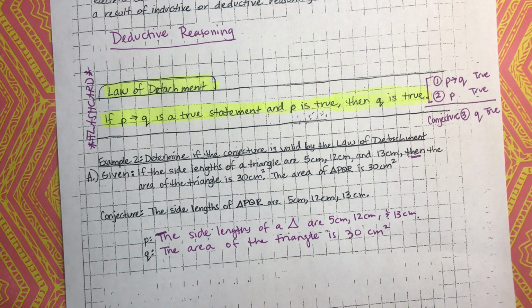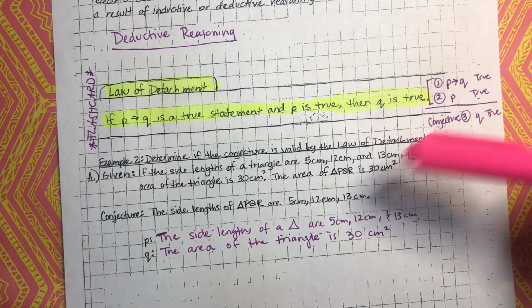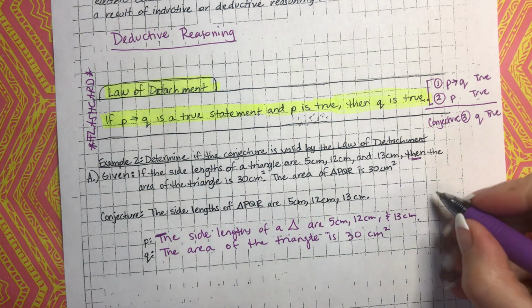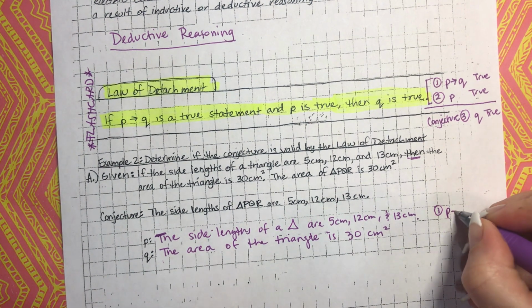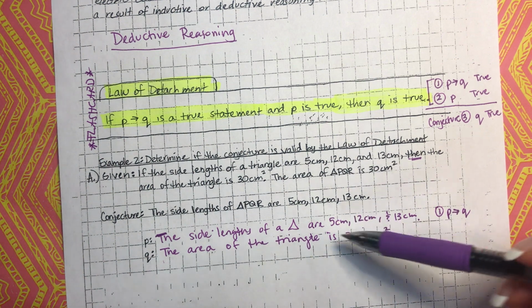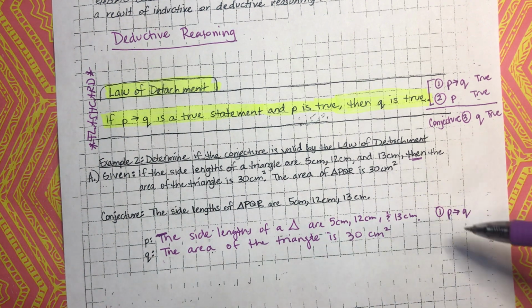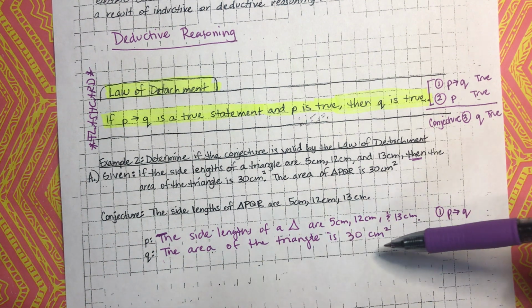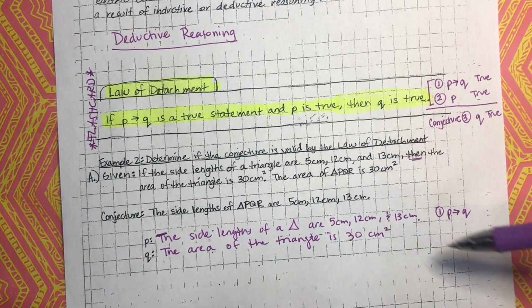So, the first thing, do we have a conditional statement on the first sentence? Yes. Okay, that is true. So the first thing, yes, we have a conditional statement. The side lengths of a triangle are 5 centimeters, 12 centimeters, and 13 centimeters. The area of a triangle is 30 centimeters squared.